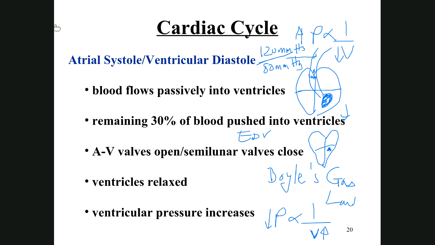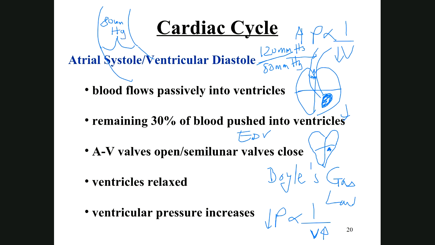Does that make sense? Okay, here's another way of saying this. Let's say here's the aortic semilunar valve. Right now, on this side is 80 millimeters of mercury, the diastolic pressure.